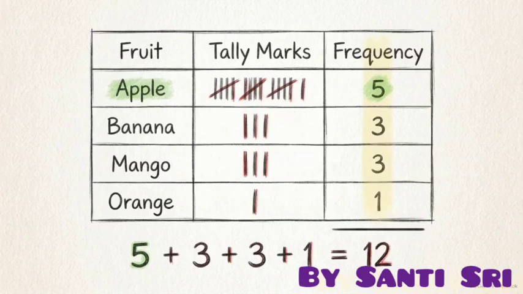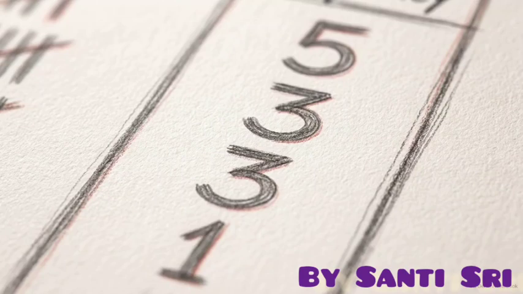Next question. How many total fruits were sold at the stall? To find the total, we just add the entire frequency column together. 5 plus 3 plus 3 plus 1 equals 12. A properly built tally chart automatically surfaces the mathematical facts that were previously buried in the text.